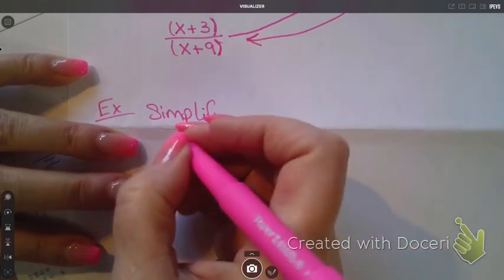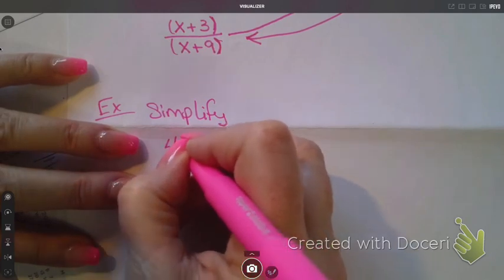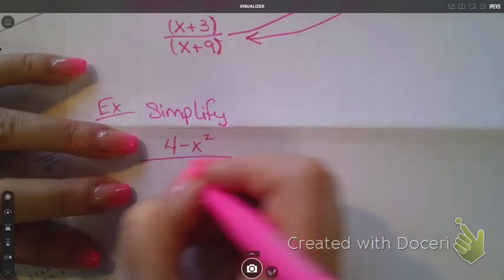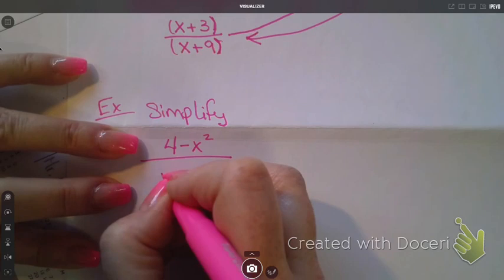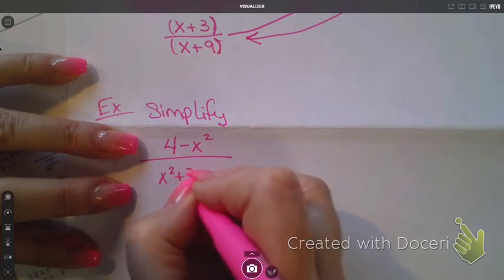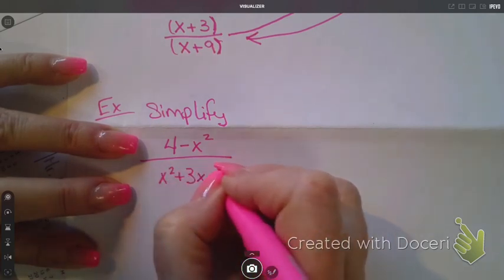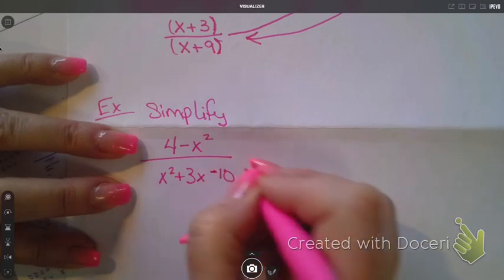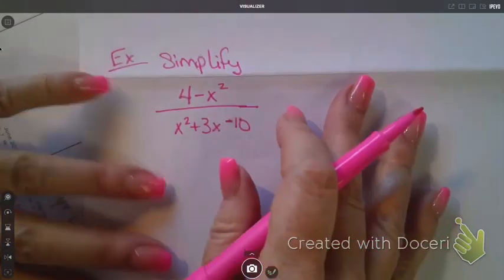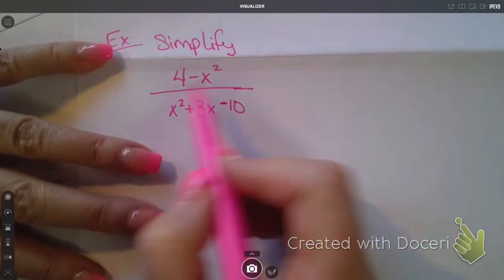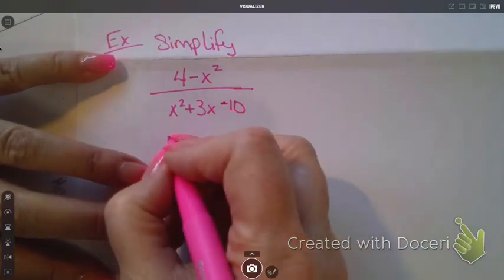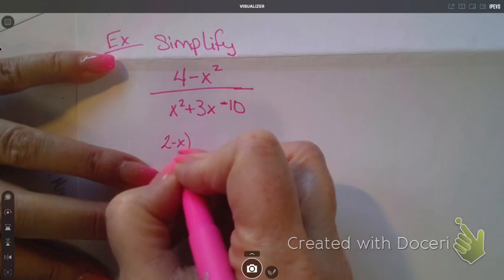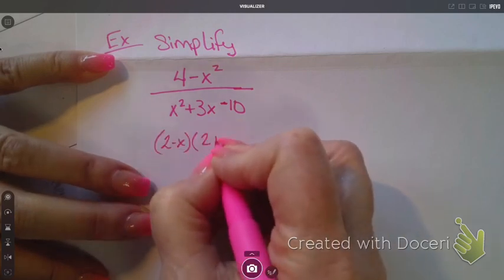Simplify. 4 minus x squared over x squared plus 3x minus 10. The top is a difference of squares, yeah? So it's going to be 2 minus x times 2 plus x.